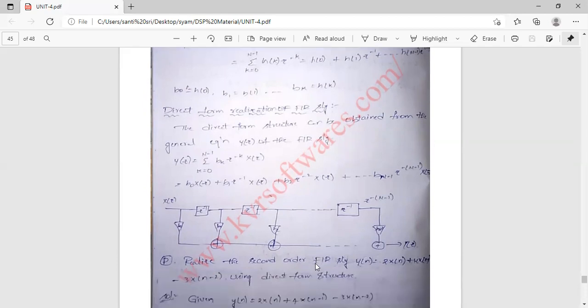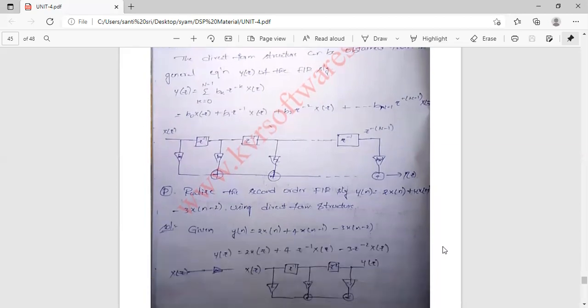So, in general, the structure can be arranged like this. X(z) into b0, plus X(z) into z power minus 1 into b1, these two are added, plus z power minus 2 into b2 into X(z), plus and so on, up to z power minus (N minus 1) into b_(N minus 1) into X(z). So we'll get the Y(z) like this.